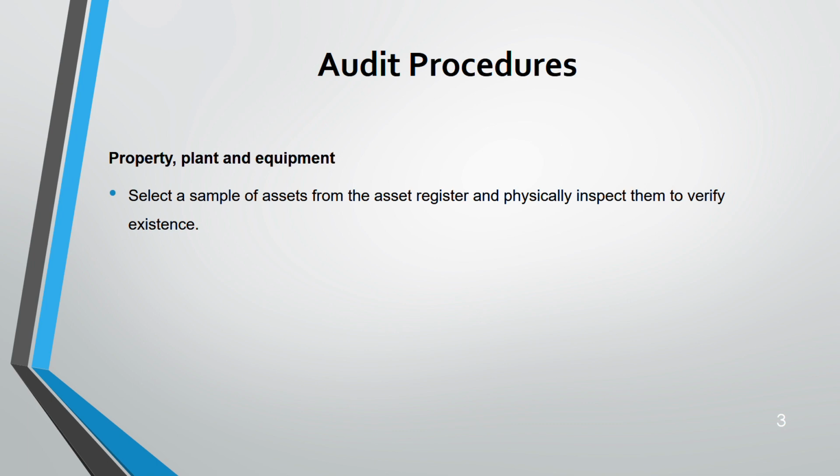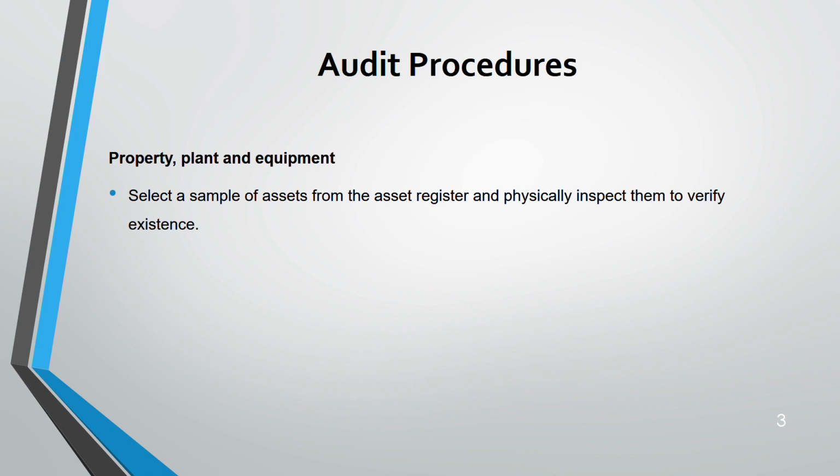Okay. So here the assertion is existence, verify existence. The action that you're telling them to do is physically inspect, physical inspection, inspect. And what is the source of evidence? Asset register. Asset register is the source of evidence. From there you are collecting the evidence.